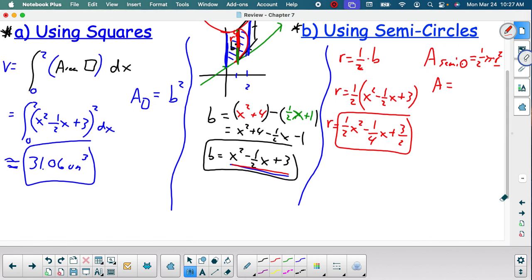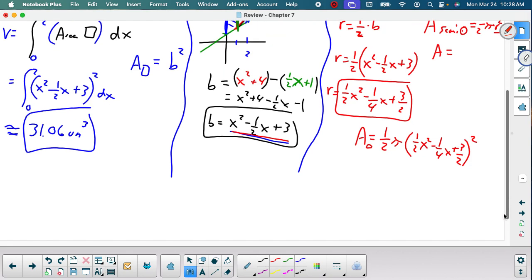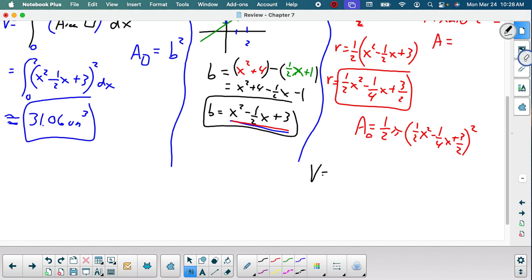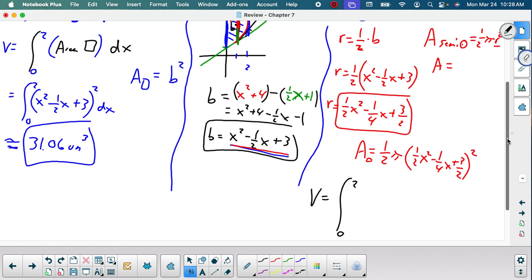So if I wanted to find the area, my area is going to be 1/2 pi times my radius squared. Since my radius is this, I have 1/2 x squared minus 1/4 x plus 3/2. That's going to be the area of my semicircle. And so my end game now is, how do I find the volume if I add up all these semicircles? Well, the volume is going to be from 0 to 2, same as over here, because I'm going along the x-axis, but it's the area of these semicircles.